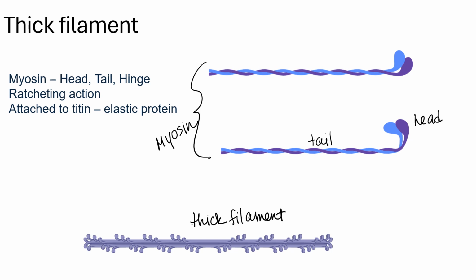And you can see here how there's like a hinge area, which allows myosin to kind of ratchet back and forth. Down here at the bottom of this picture, I have what would be called the thick filament. A thick filament is a combination of many hundreds of myosins. And you can see that all of their tails are aggregated together, and they're coming off looking like these little nubs that are coming off the myosin.